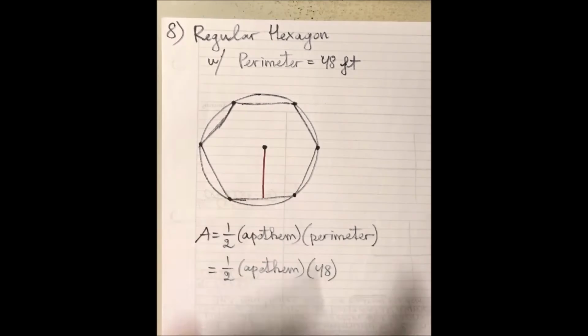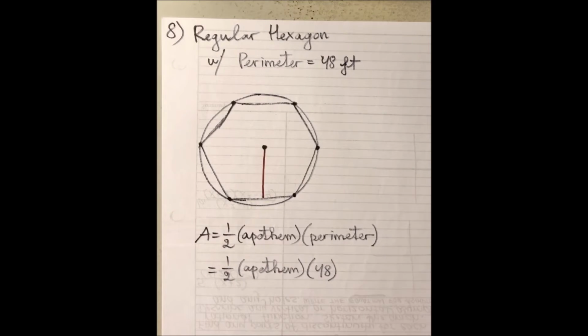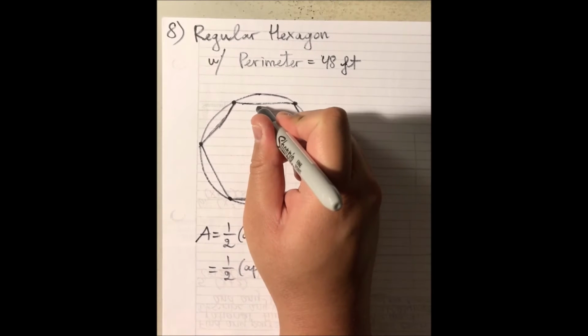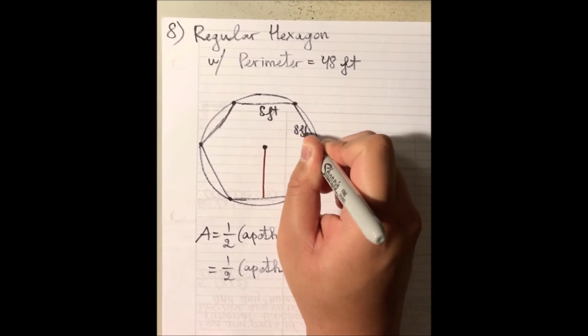All sides are going to have the same value, so we can just go ahead and take this perimeter, which is 48 feet, and divide it by the amount of sides that we have, which is 6 sides. So 48 divided by 6 is going to give us 8. So this over here is 8 feet. And same thing all the way around.